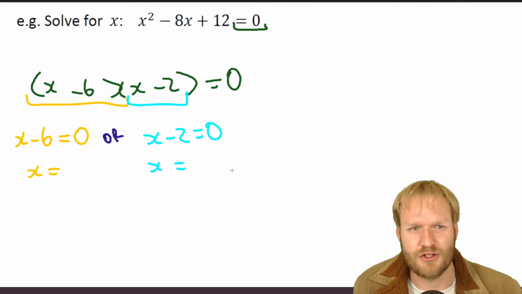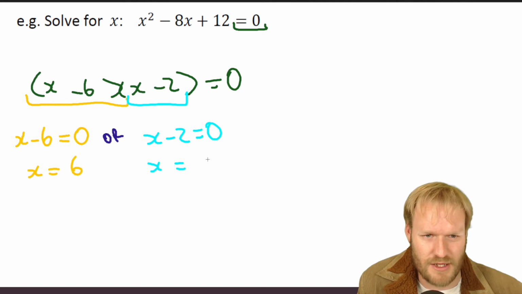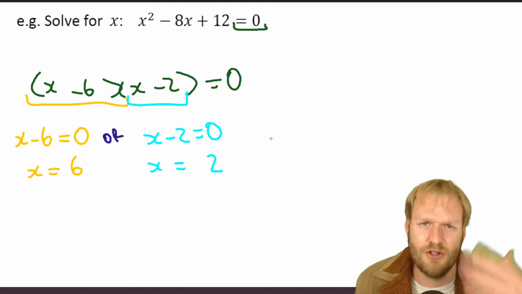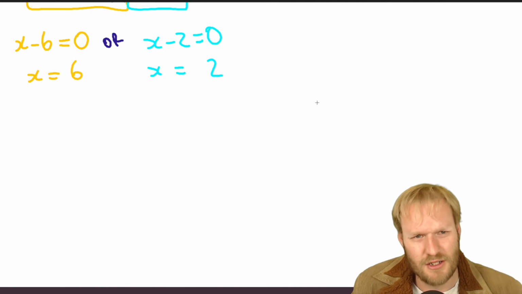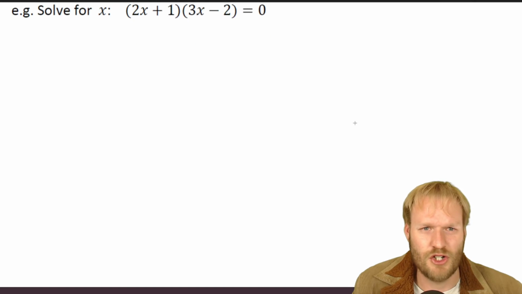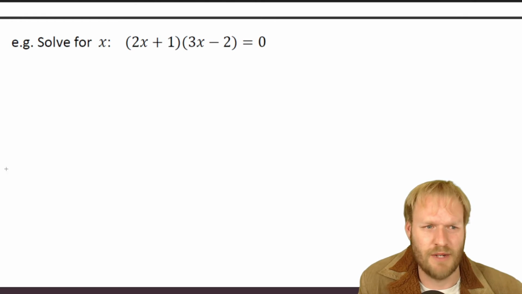What are those two solutions? Well, in this case we got x equals 6 or x equals 2. You can sub them back in to check if you want. Next one. Okay, next one: 2x plus 1 times 3x minus 2 equals 0.